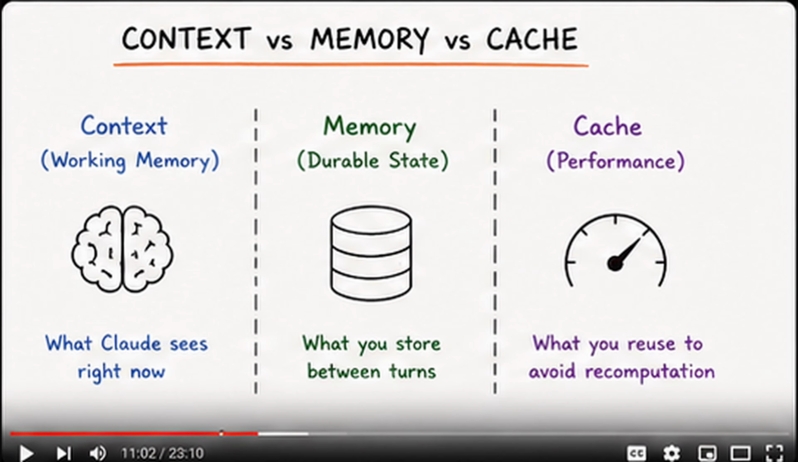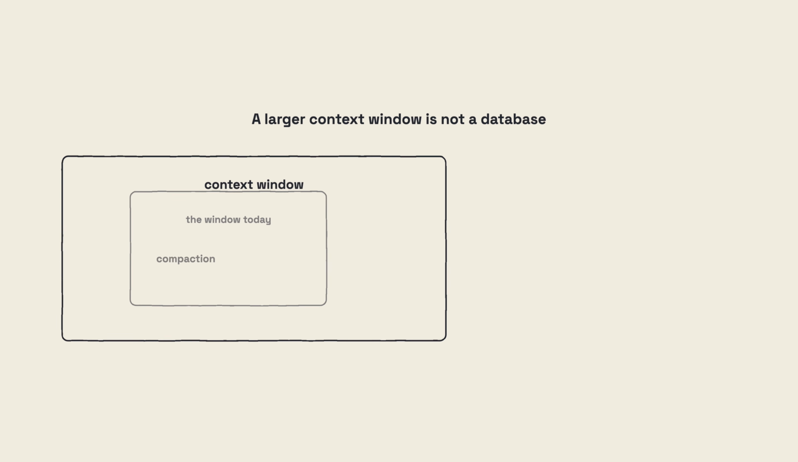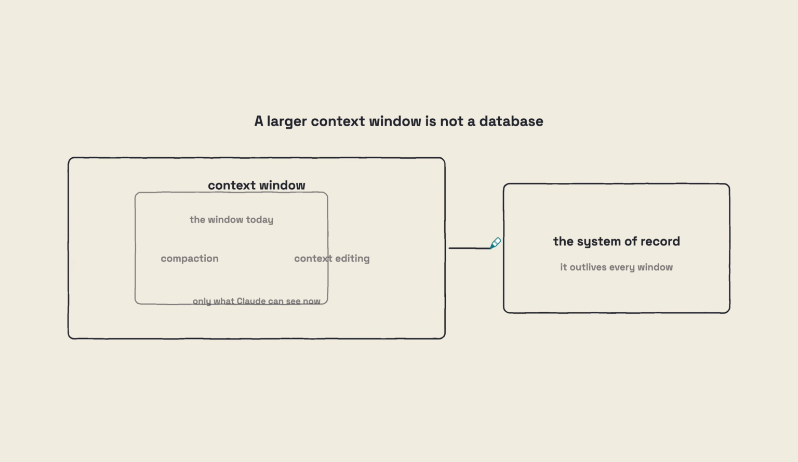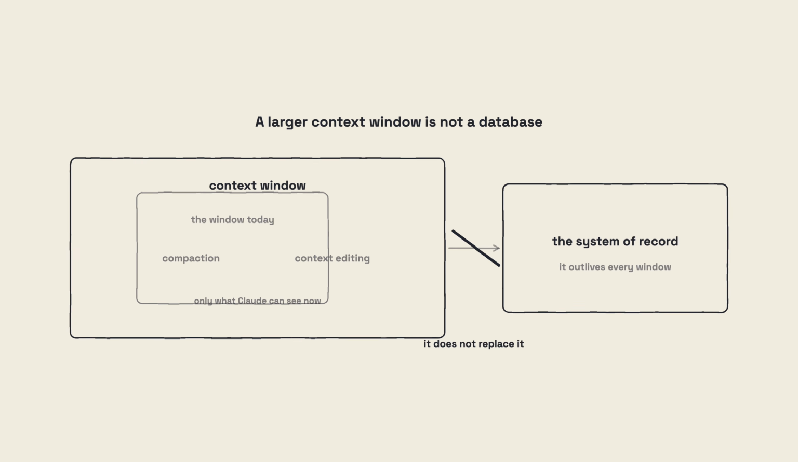Context is what Claude can see now. Memory is what the application preserves. Cache is what the system avoids recomputing. A larger context window is not a database. Compaction and context editing can keep active context useful. They do not replace the system of record.